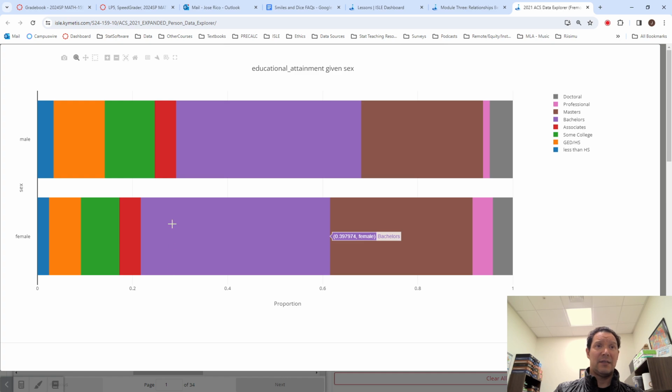We can see there are quite a bit more men that have less than a bachelor's degree. These are the first 4 bars. For the women, it's quite a bit smaller. We also see there are more females with professional degrees. When it comes to bachelors, they're pretty even. In general, we see a similar distribution.